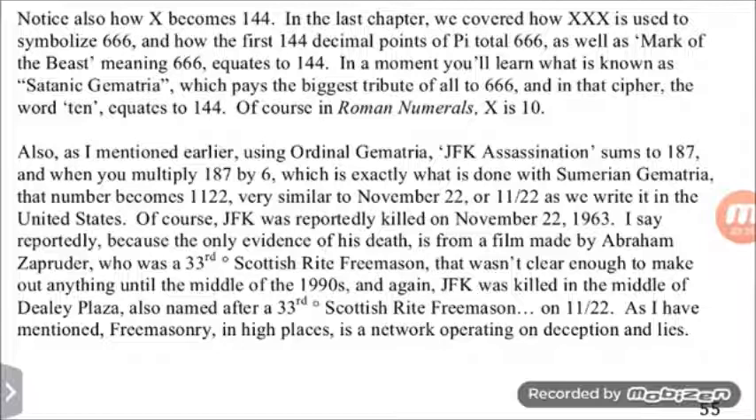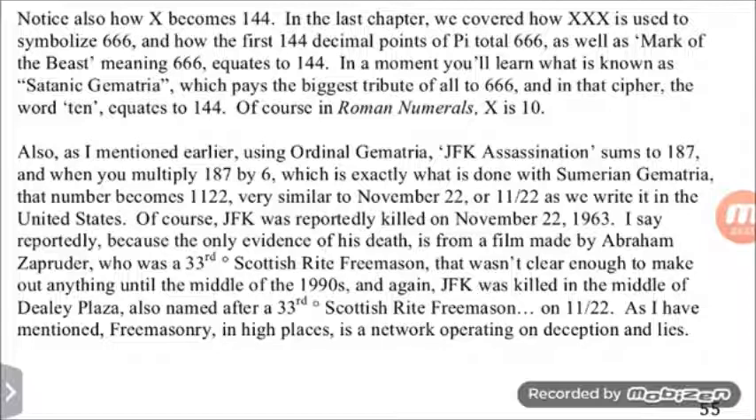Also, as I mentioned earlier, using ordinal gematria, JFK assassination sums to 187, and when you multiply 187 by 6, which is exactly what is done with Sumerian gematria, that number becomes 1122. Very similar to November 22nd or 11/22, as we write it in the United States. Of course, JFK was reportedly killed on November 22, 1963.